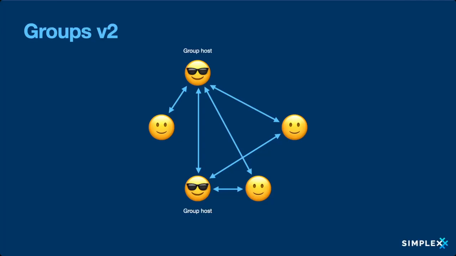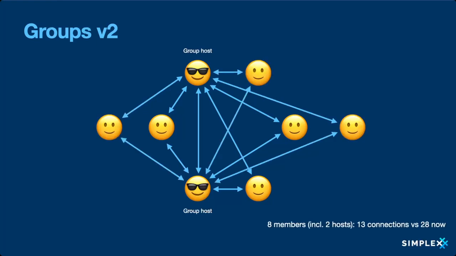And again, a new user joins, and they just have to connect to another host. So effectively, if a group has two hosts, each new user only has to have two connections, but obviously hosts have lots of connections. And let's say it grows to 8 members. For these two hosts, we now have 13 connections instead of 28 that we would have with the current design.